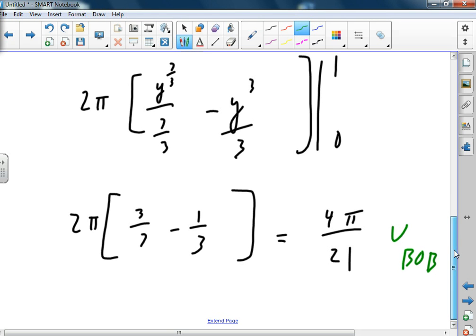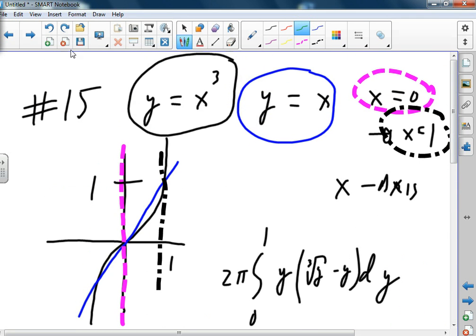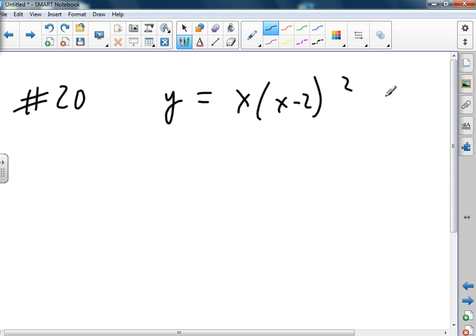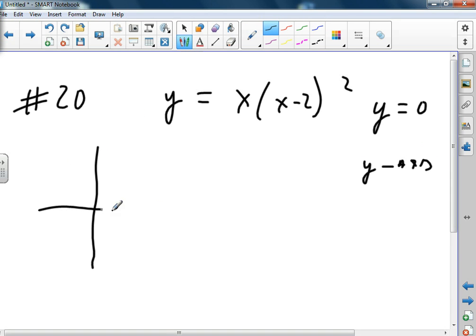Alright. So number 20, and we get to go home. Number 20. Okay, so I've got y equals (x minus 2) squared, y is equal to 0, about the y-axis. Okay, so I've got y is equal to 0. We'll do him first. Okay, so there's y is equal to 0.